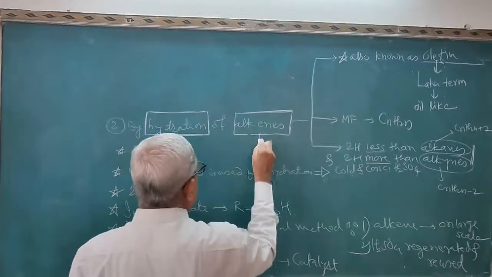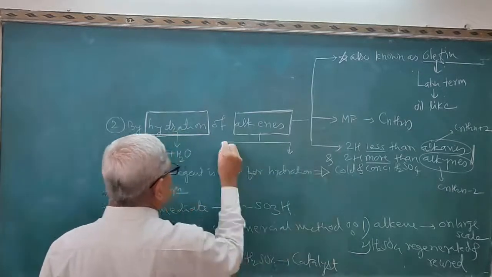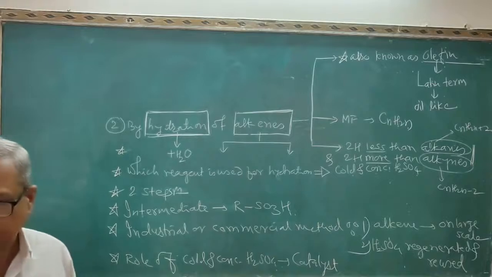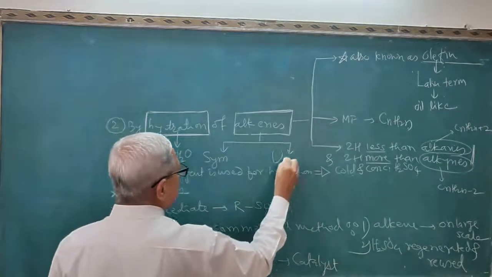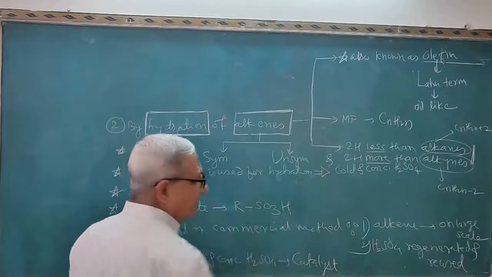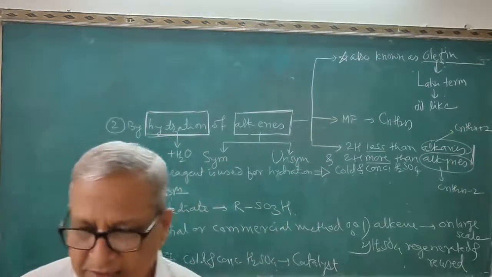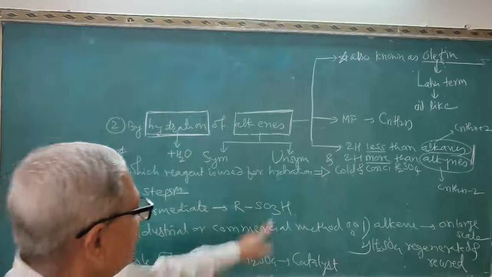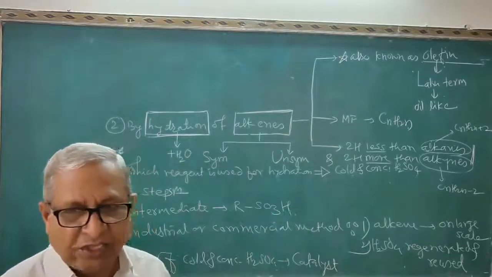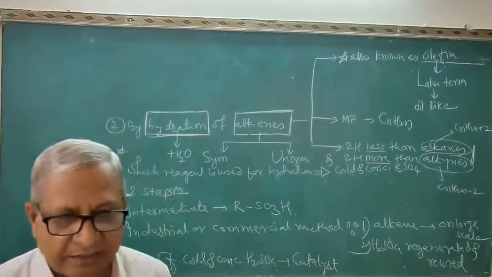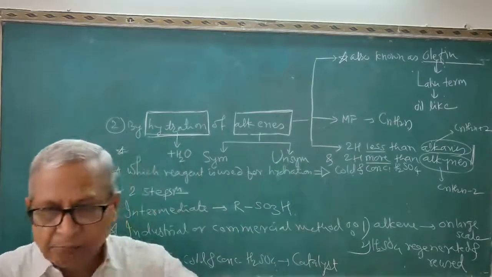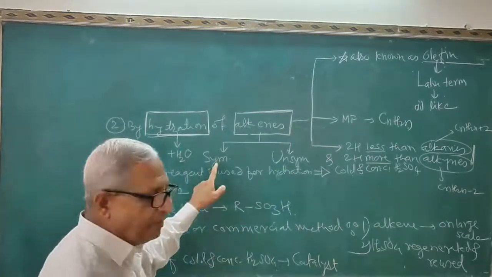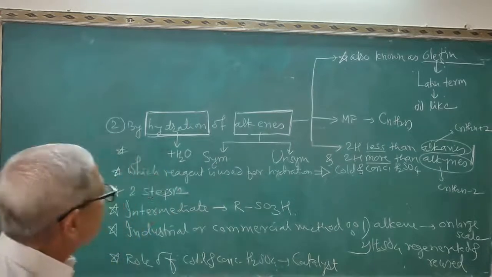Again, alkenes are of two types. Tell me the two types of alkenes. One is symmetrical alkenes, another is unsymmetrical alkenes. Propene is an unsymmetrical alkene, ethene is a symmetrical alkene. But-1-ene is an unsymmetrical alkene, but-2-ene is a symmetrical alkene. So these are the examples.